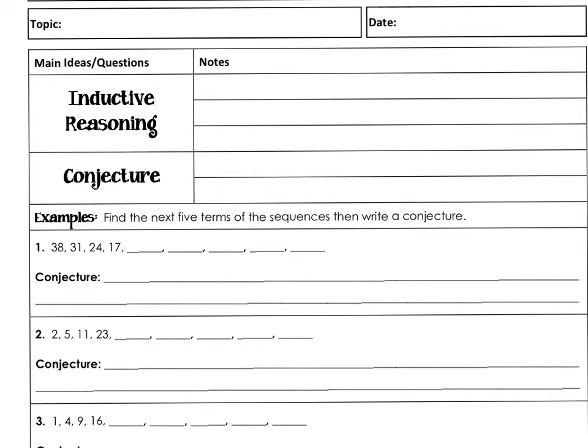Okay, this is 2.1, and 2.1 is about inductive reasoning and conjecture. We also talk about counterexamples. Inductive reasoning is basically making a conclusion based on observations and patterns.